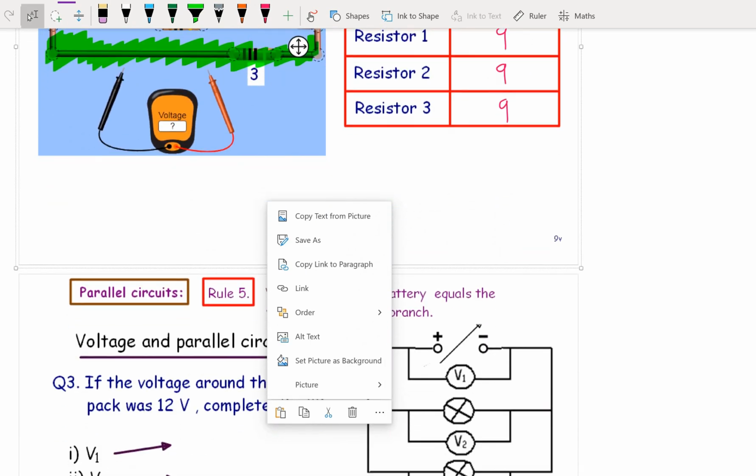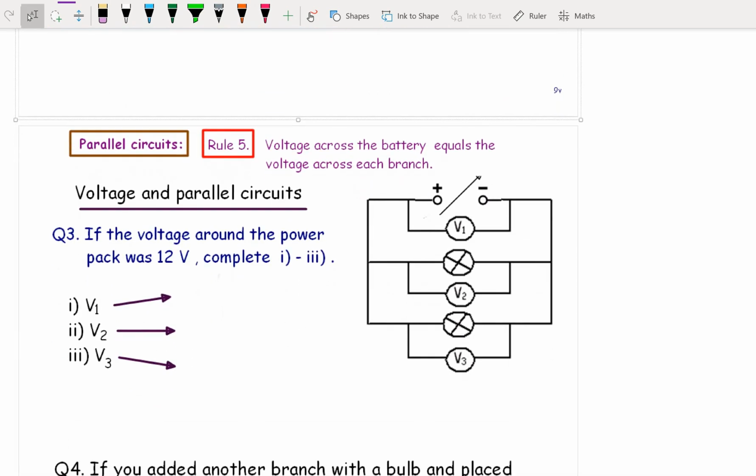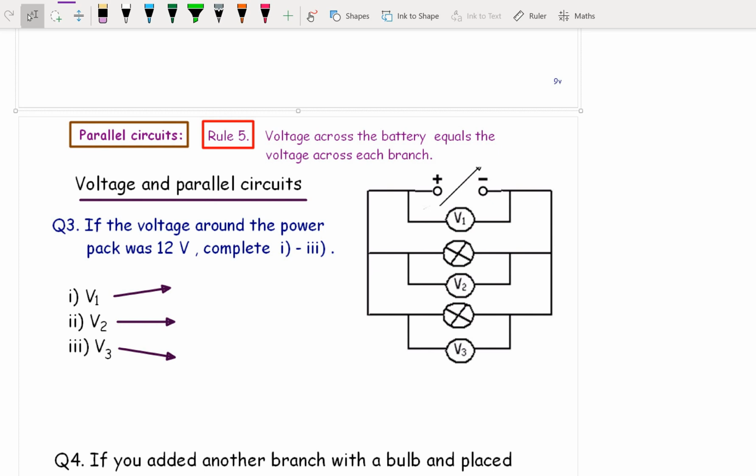So here's another circuit using circuit symbols. Question 3. If the voltage around the power pack was 12 volts, well, then V1, V2 and V3 would give you identical results, which is 12V. Notice I'm putting in the units now. You can't just put 12 down. What, 12 socks, 12 cabbages? No, it's voltage, capital V, 12 capital V.